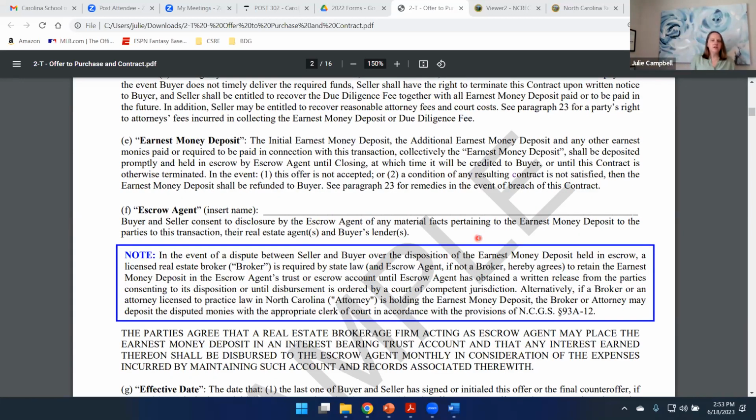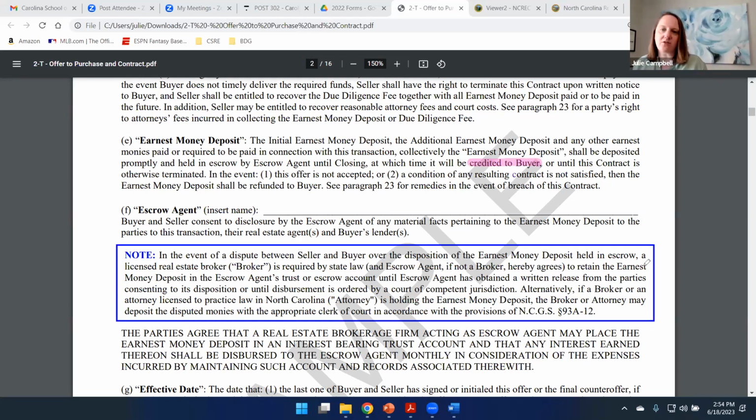Still defining things. We have the earnest money deposit: the initial earnest money deposit, the additional earnest money deposit, and any other earnest monies paid or required to be paid are collectively going to be known as the earnest money deposit. These are going to be deposited promptly and held by an escrow agent until closing, at which time it will be credited to the buyer, or until this contract is otherwise terminated.